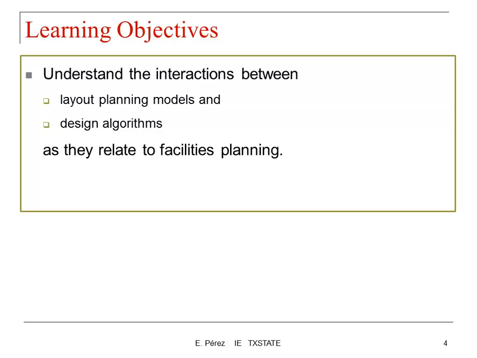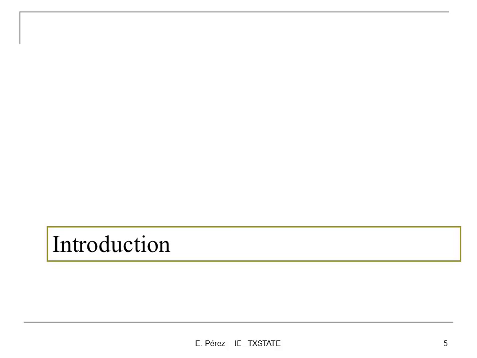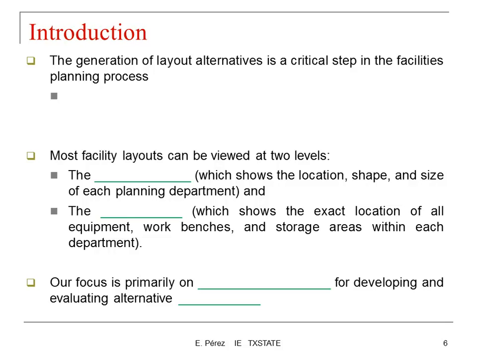So, the learning objectives for this lecture: understand the interactions between layout planning models and design algorithms as they relate to facilities planning. Okay, so a brief intro to this topic. As I've been mentioning over and over again, our objective is to find the best design for this layout within the facility. So the generation of layout alternatives is critical. It's a critical step in the facilities planning process.